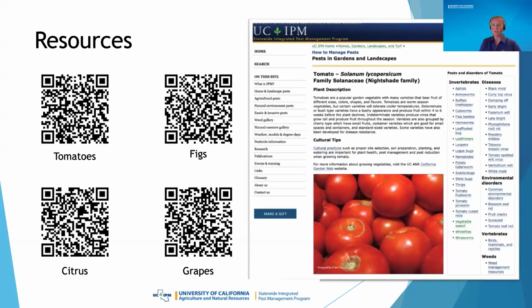Again, you can also utilize your local master gardener group to get some really good pointers on how to manage those pests in your garden. Pay attention to what invasives might impact those gardens, and if you see some of those that are reportable, please, please, please use those reporting links.